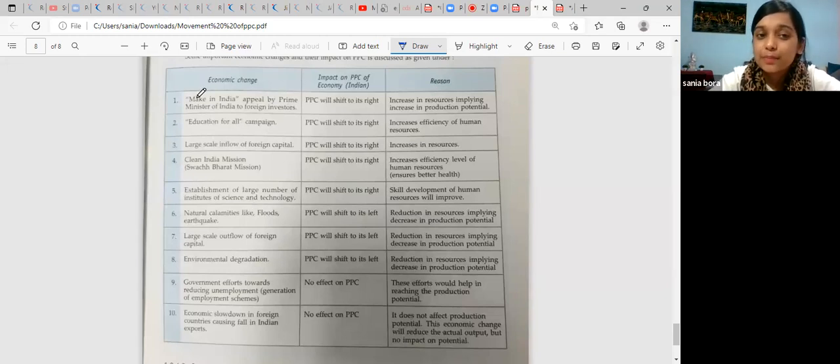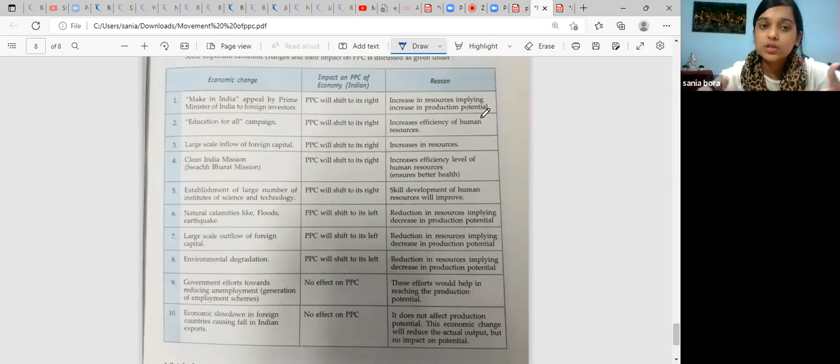So for example, it is the Make in India appeal by the Prime Minister. That means you people are in a good state, right? I am introducing another policy that is going to increase my resources, right? So the PPC will shift, right? Why? Because there is an increase in resources, implying an increase in production potential.